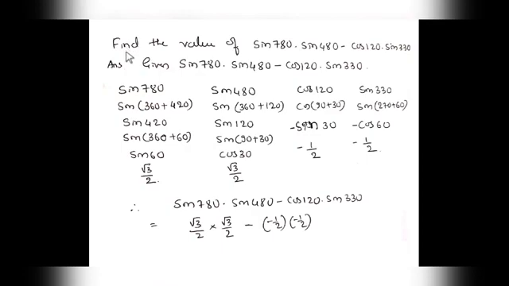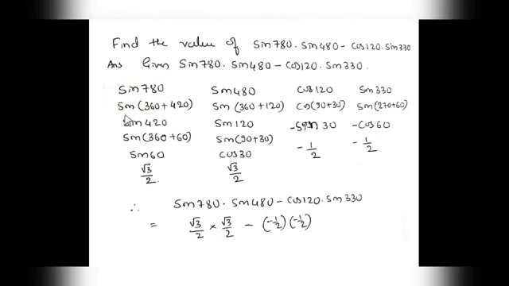Now next, one more example based on allied angles. Find the value of sine 780 into sine 480 minus cos 120 into sine 330. Now we'll solve each and every trigonometric ratio separately. First I'll take sine 780.